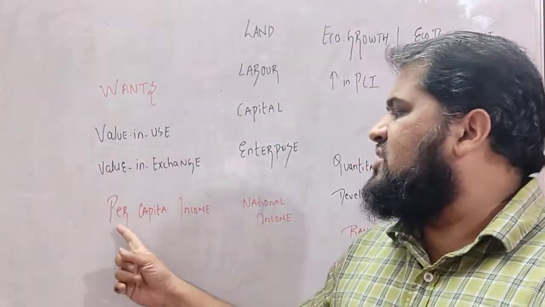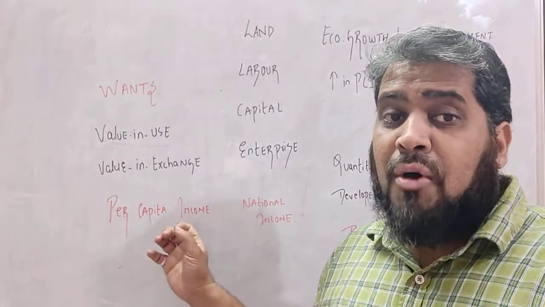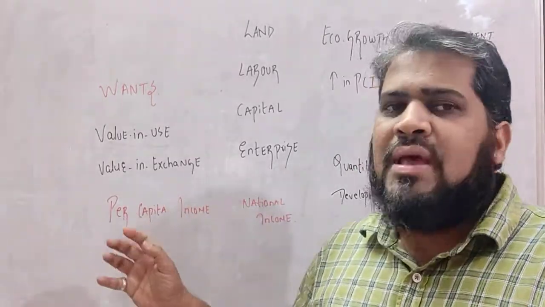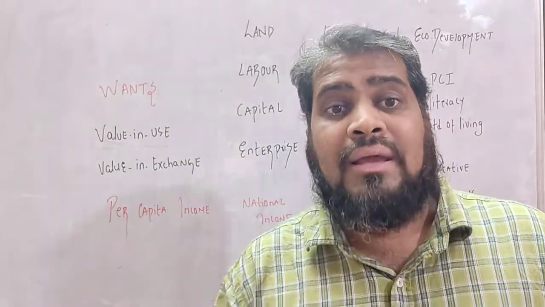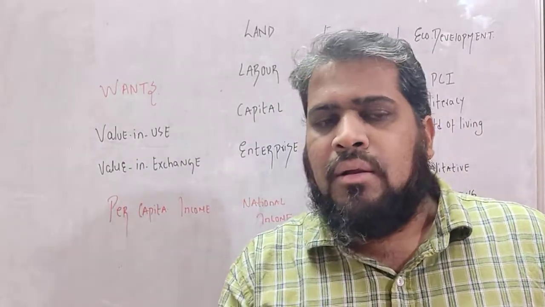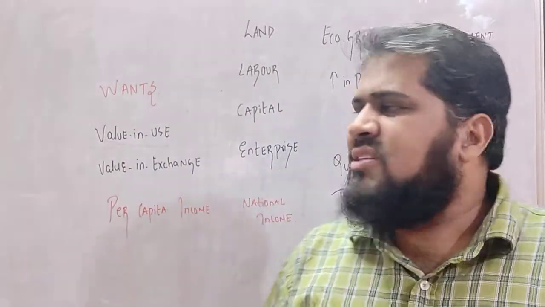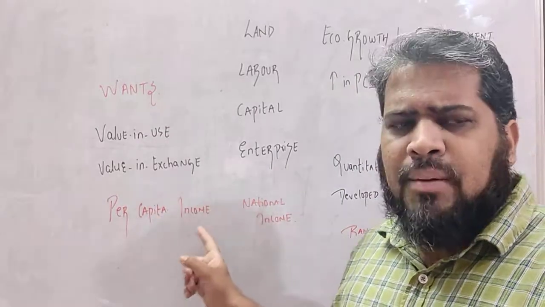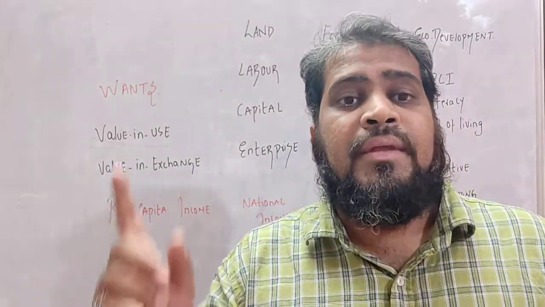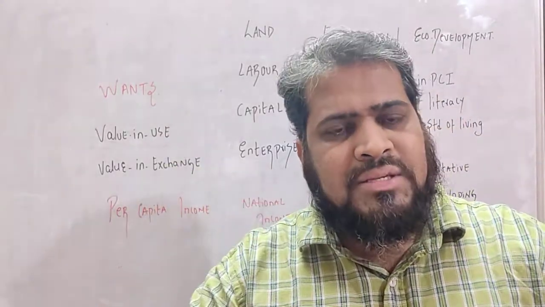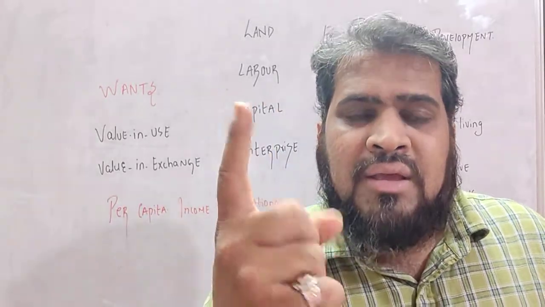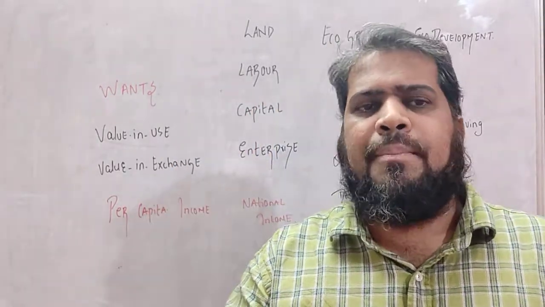Okay students, now see this PCI. The short form is PCI. It is known as per capita income. It is not capital, it is capita. What is per capita income? A very simple meaning. Income of one person in 1 year is known as per capita income.